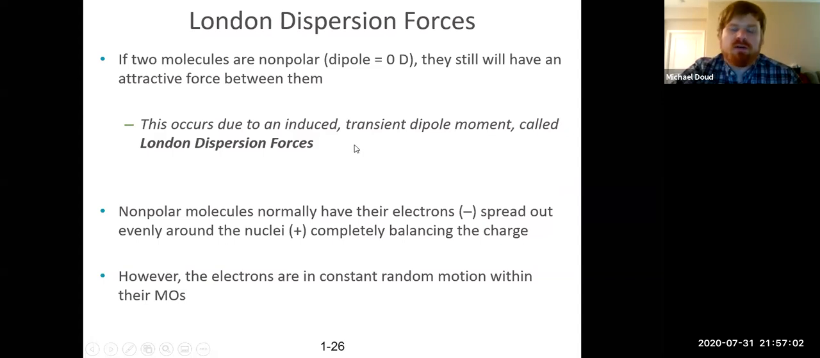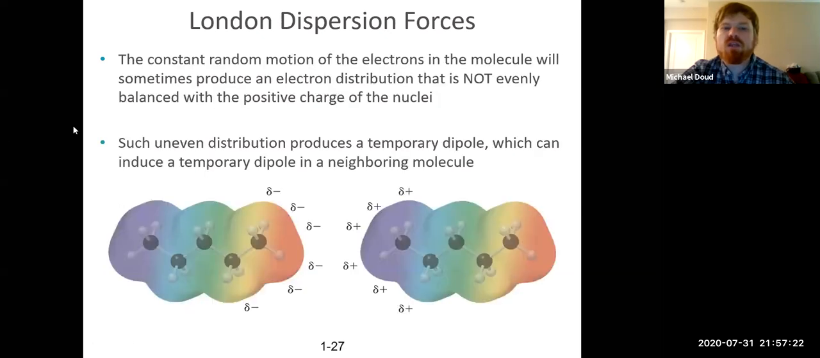Okay, that brings us to our final and the weakest force that we have to worry about, which is the London dispersion force. So these are basically very weak forces that can occur between molecules that are nonpolar. Basically what happens is, normally you expect to see the nonpolar electrons to be completely spread out, just totally neutral, flat among the entire molecule. But what actually happens is sometimes there's going to be more electrons on one side than another.